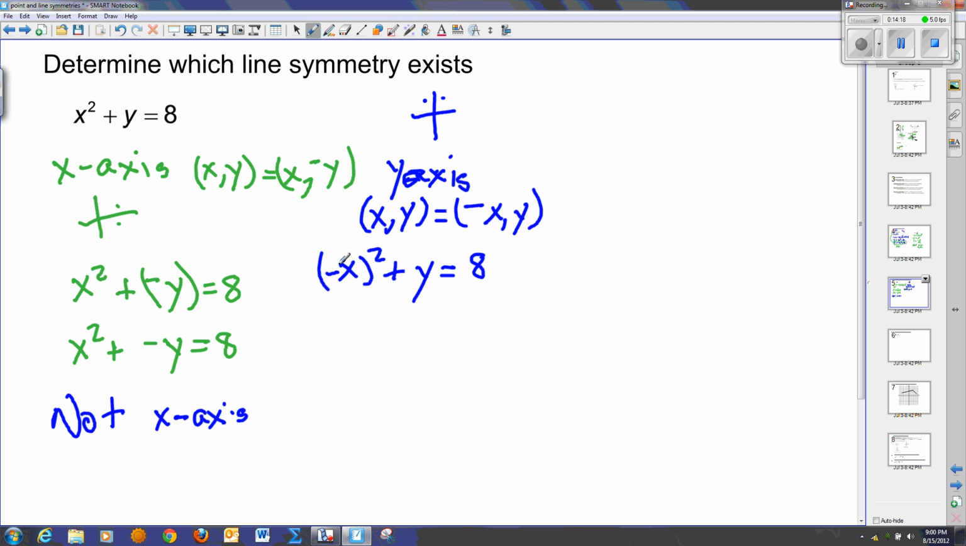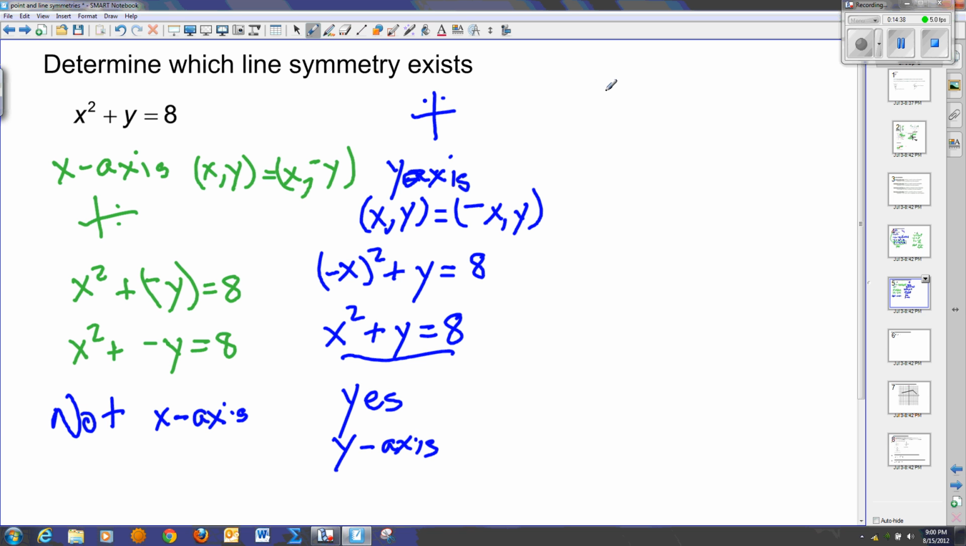Now notice, the opposite of x squared is x squared plus y is equal to 8. This equation is the same as my initial equation. So yes, y-axis symmetry.